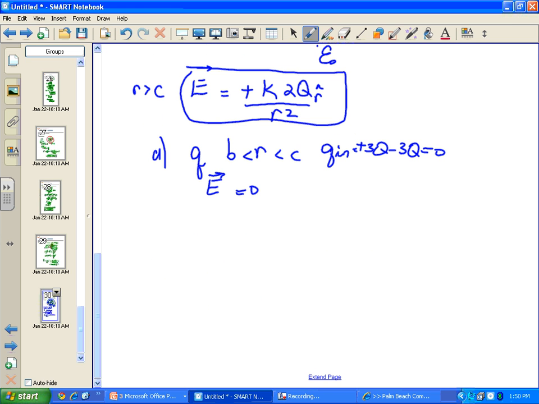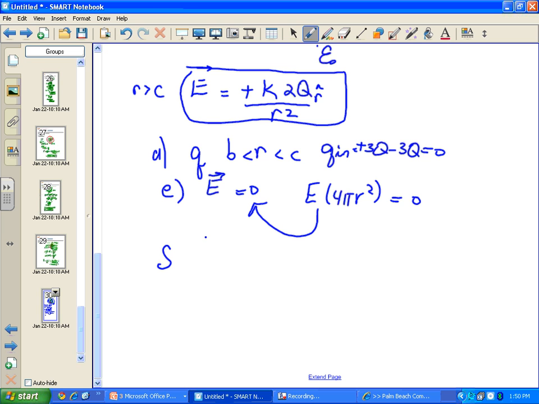Good. Moving along, this was part E. Again, let's just write down Gauss's law: E times 4 pi r squared, but Q inside equals 0. Therefore, E is equal to 0.